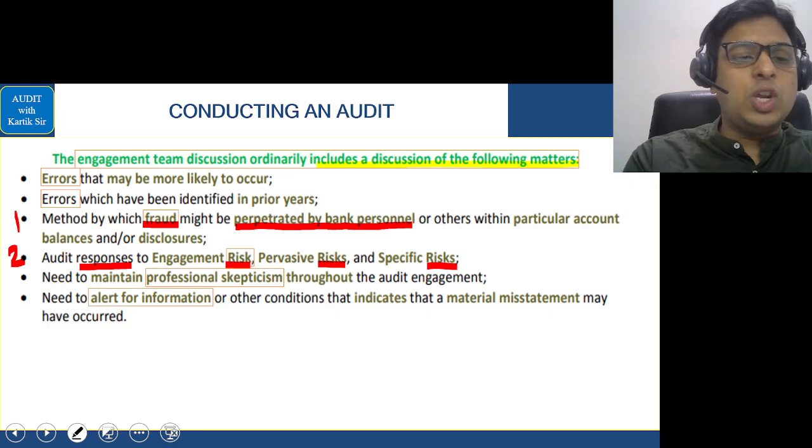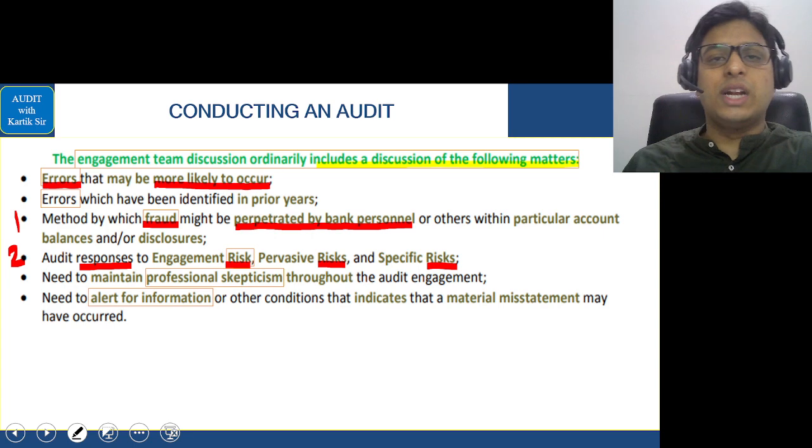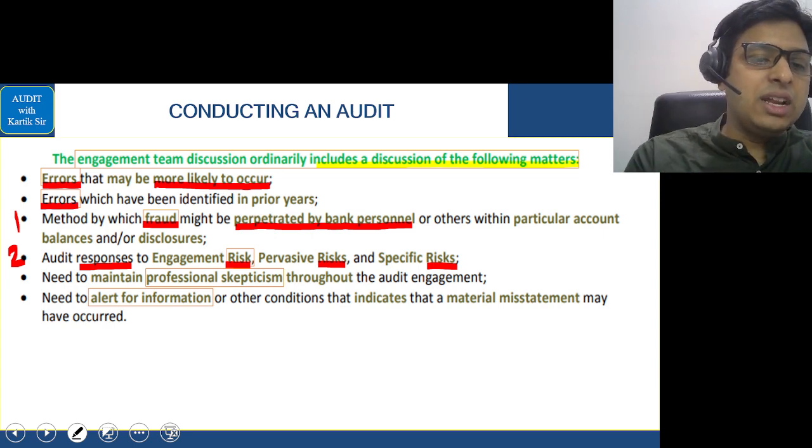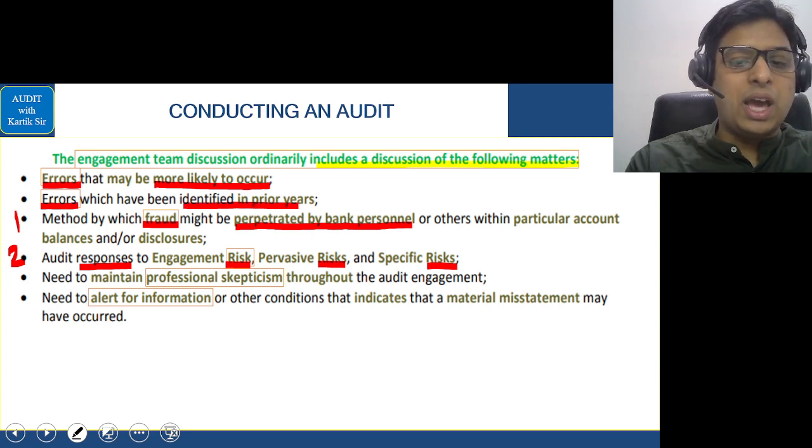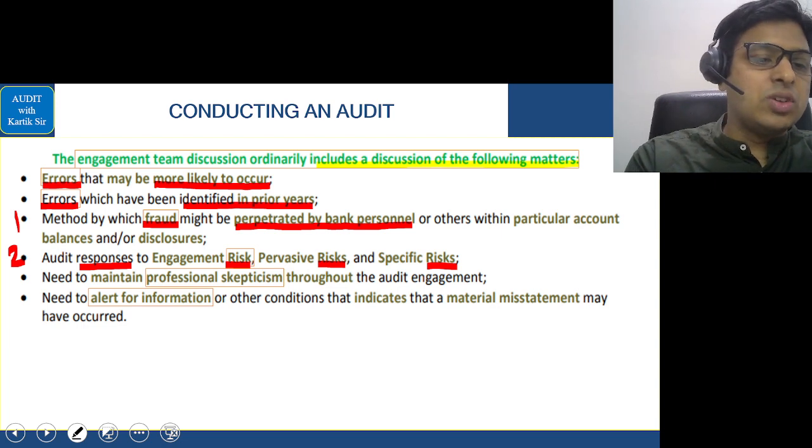Then with E you had 2 points, that is your errors that are more likely to occur. In bracket you can write 'future'. And next is errors which may have been identified in the prior years, that is your past. So that is your 3 here and 4 here.